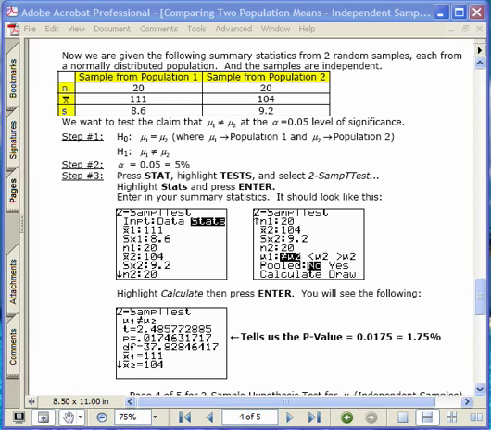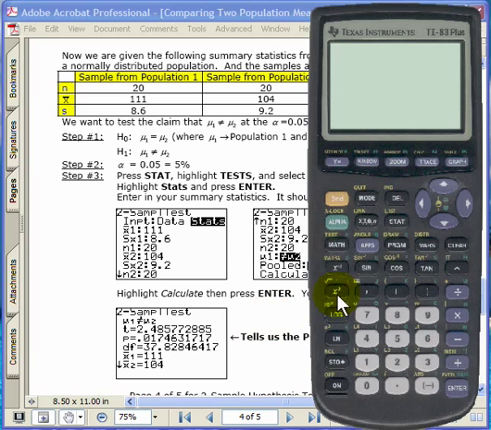So let's go ahead and, before I start up the TI-83, let's set up our hypotheses. The null is that there's no difference between these population means. The alternate is that there is a difference. So it's a two-tailed test. So let's turn on our TI-83.